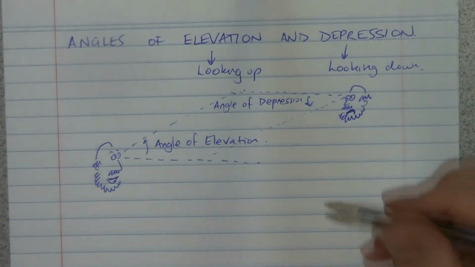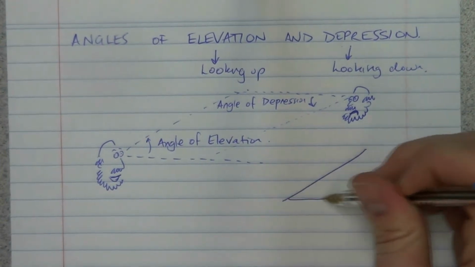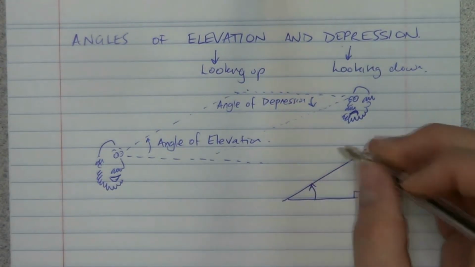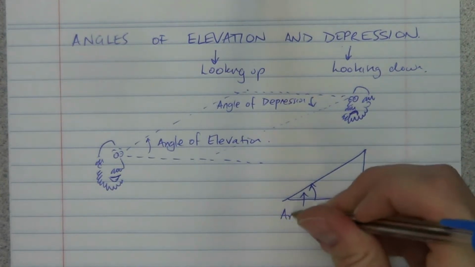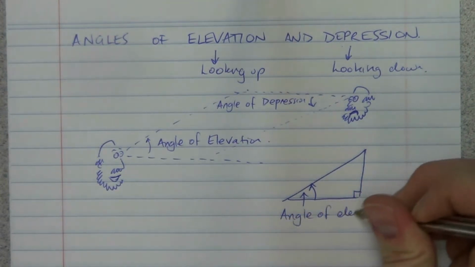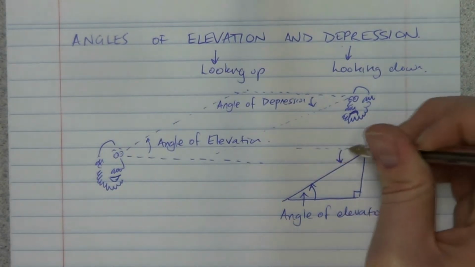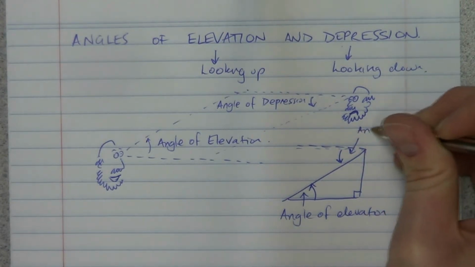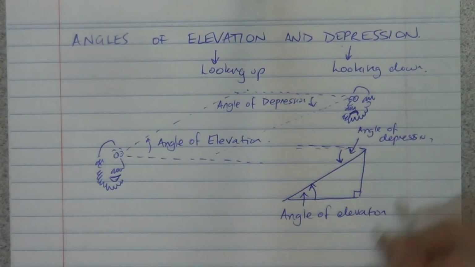So what does this mean in triangle questions? Because these are all relating to trigonometry and right-angled triangles. The angle of elevation is always this one here. This is the angle of elevation. The angle of depression is actually, if that's a straight line there, you can imagine, that's the angle of depression. So the angle of depression in a right-angled triangle question is actually outside of the triangle.